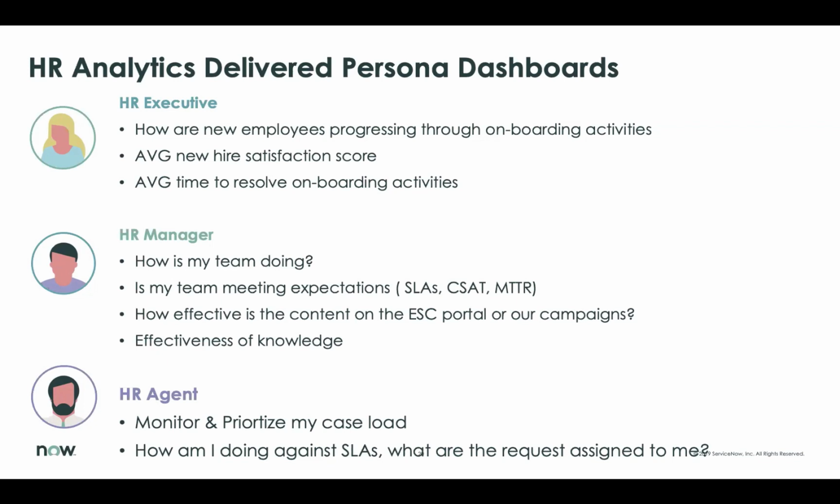And then also looking at the effectiveness of knowledge. And then the final persona, the HR agent, what's important for them is being able to monitor their caseload and prioritize it. We talked a little bit about Spotlight. And so being able to just monitor their caseload and then also see how they are doing against their team's SLAs, right? And how are they performing?